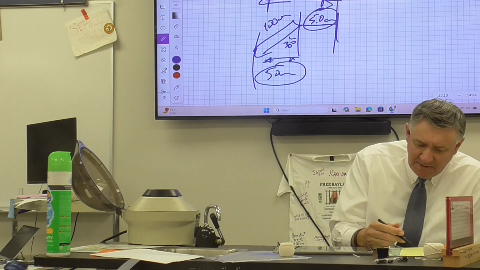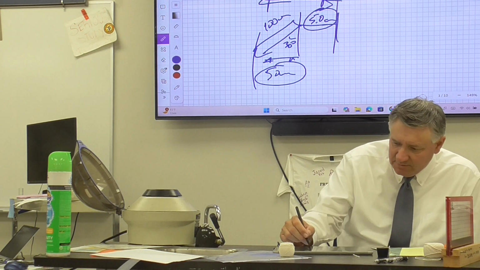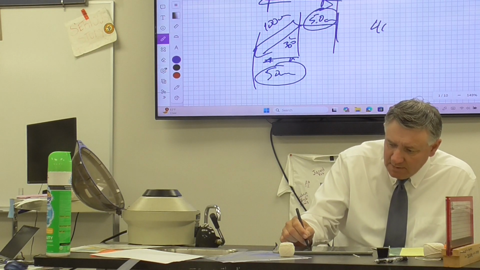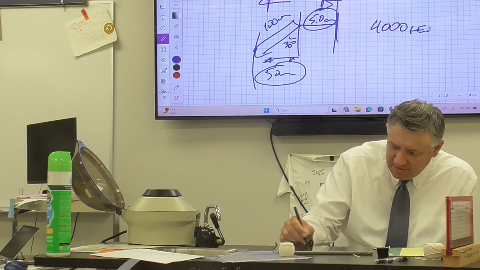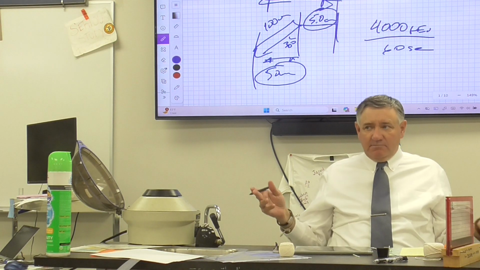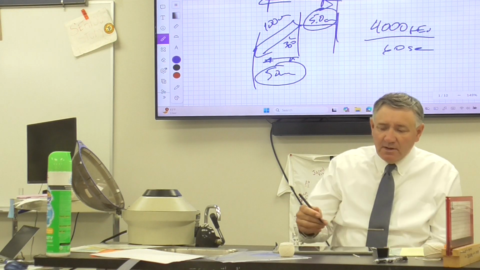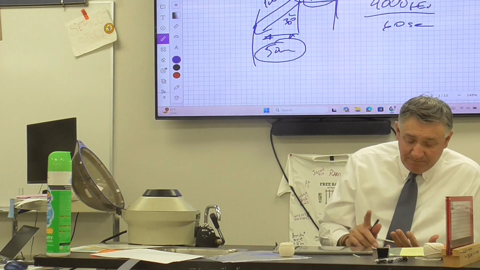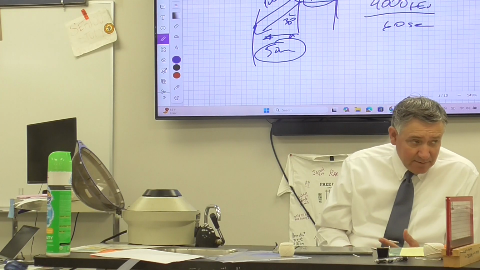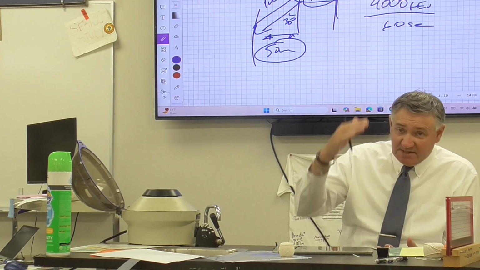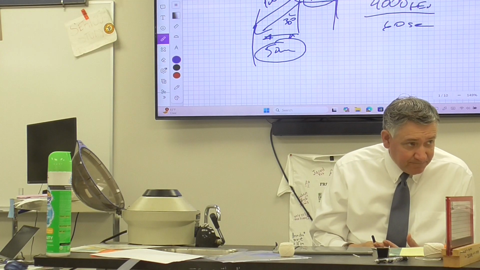Then you're told that it's spinning at 4,000 revolutions per minute. So 4,000 revolutions, and I would put that over 60 seconds, because you can't work in minutes, it has to be in seconds. Is that frequency or is that period? It's frequency, because it's revolutions per second.